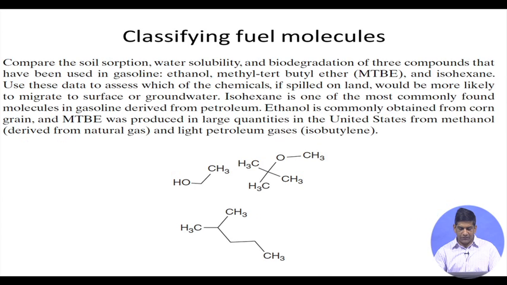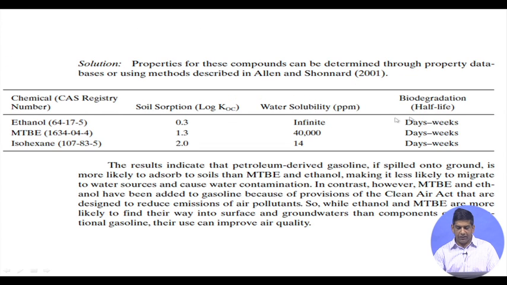And there is one question that has been put forward here: if you compare the soil sorption, water solubility and biodegradation of three compounds in gasoline, which are ethanol, MTBE and isohexane, we can assess, if the chemical is spilled on land, whether it would be more likely to migrate to the surface or groundwater. So depending on its solubility and all that, isn't it? So here is the data which is provided.